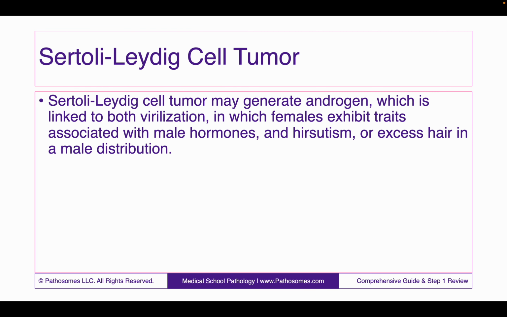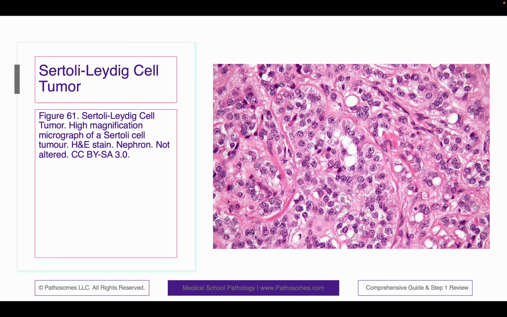Sertoli Leydig cell tumor may generate androgen, which is linked to both virilization, in which females exhibit traits associated with male hormones, and hirsutism, or excess hair in a male distribution. And here we can see a high magnification micrograph of a what? Sertoli cell tumor.